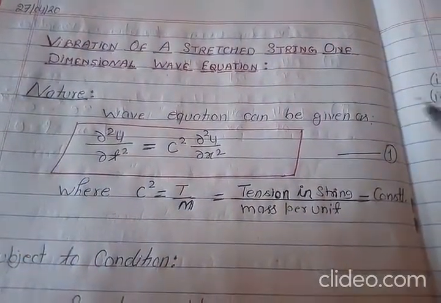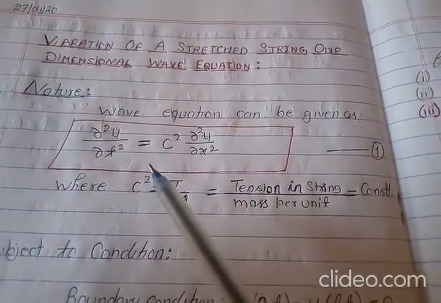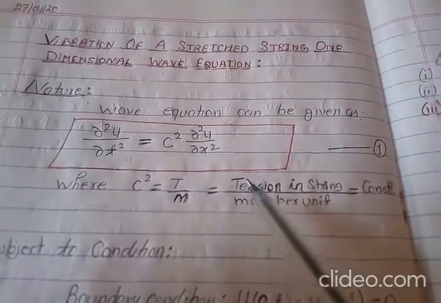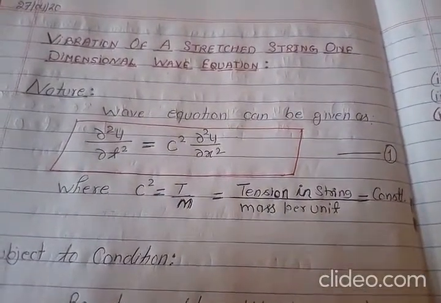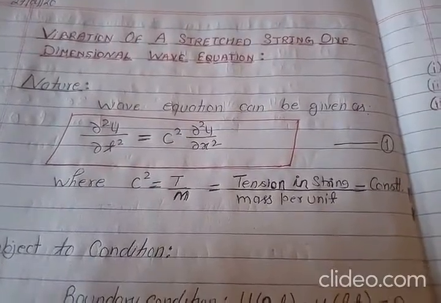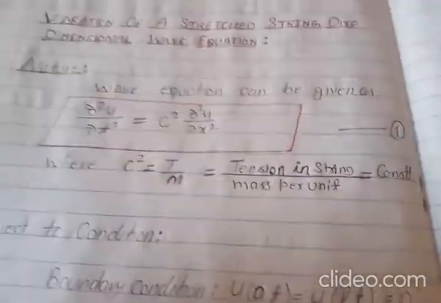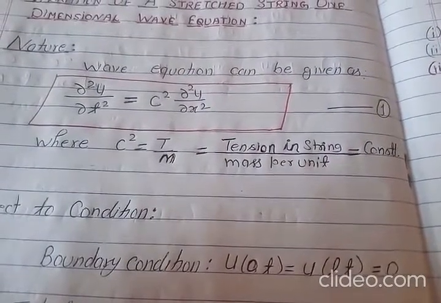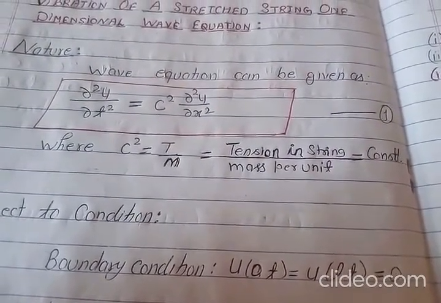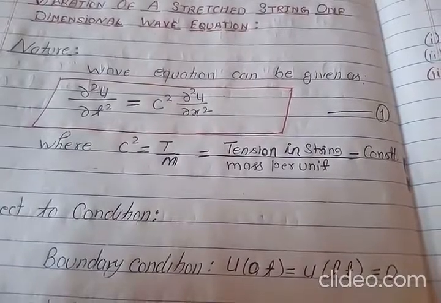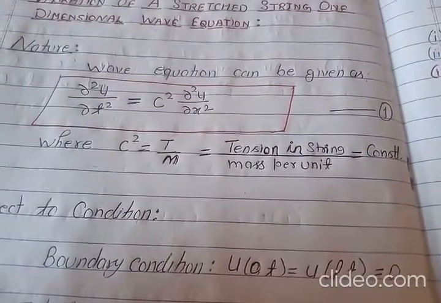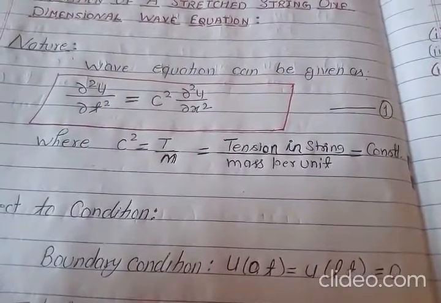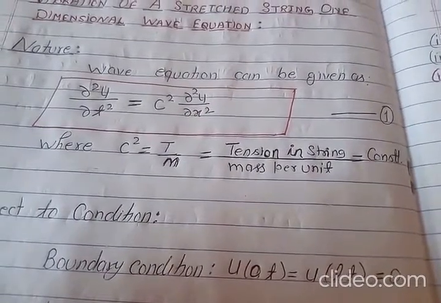As we are all seeing, the one dimensional wave equation is given as ∂²u/∂t² = c² ∂²u/∂x², जहाँ पर c² की वैल्यू T/m है, where T is the tension in the string and m is the mass per unit length of the string or wire. The ratio of T/m will be constant always.